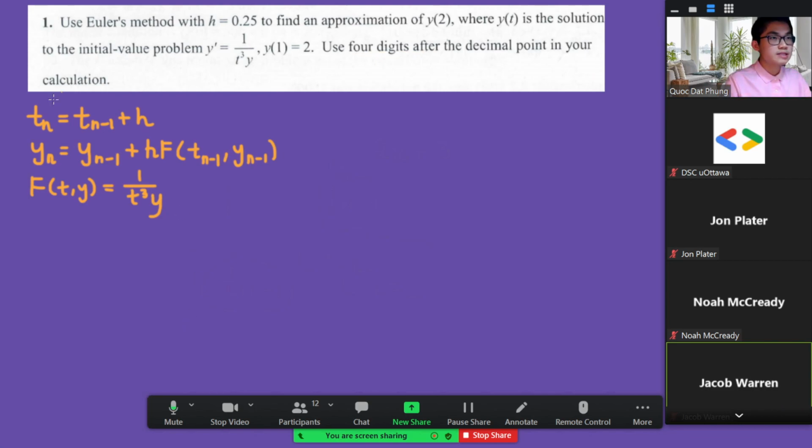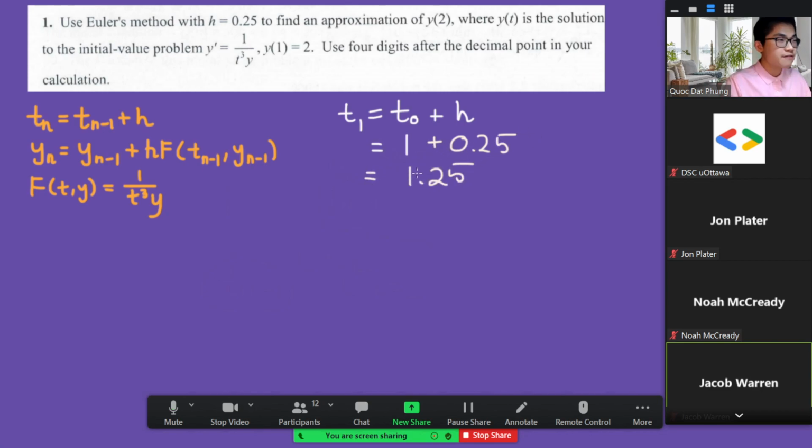So these are the formulas that you need to know. You can use x if you want, but in this case, the problem is using t, so that's why I replaced it with a t. So the first thing we're going to do is find t1. So t1 is equal to t0 plus h. t0 is 1, and that comes from this right here. And then h is going to be 0.25. So plus 0.25, and we get 1.25.